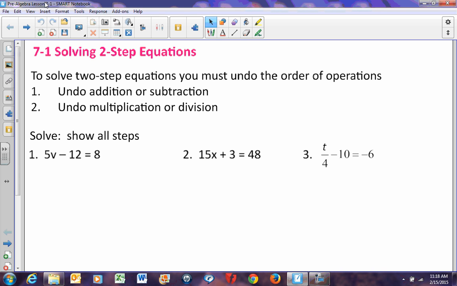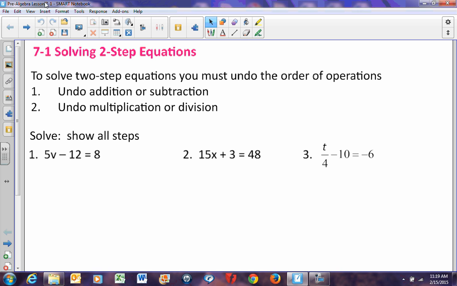Pre-Algebra Lesson 7-1, Solving Two-Step Equations. Up to this point, almost every type of equation we have encountered has been a one-step equation. You do one step to solve the equation. You either multiply, you divide, you add, or you subtract. Today, we're going to look at two-step equations, which are equations that require more than one step, normally two or more steps.